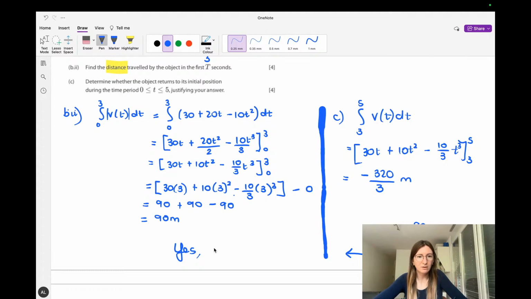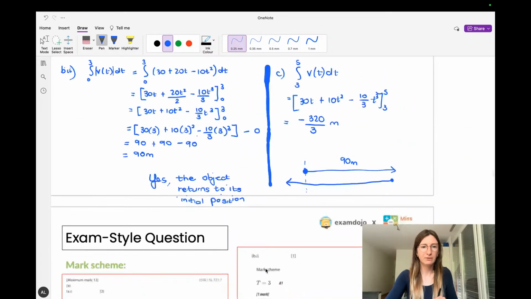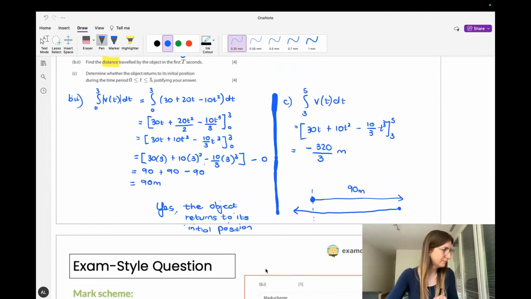What is an object? The object returns. Sounds like a movie title. The object returns to its initial position. Excuse me. Okay. Oop, covered my drawing there. Hope that's clear.